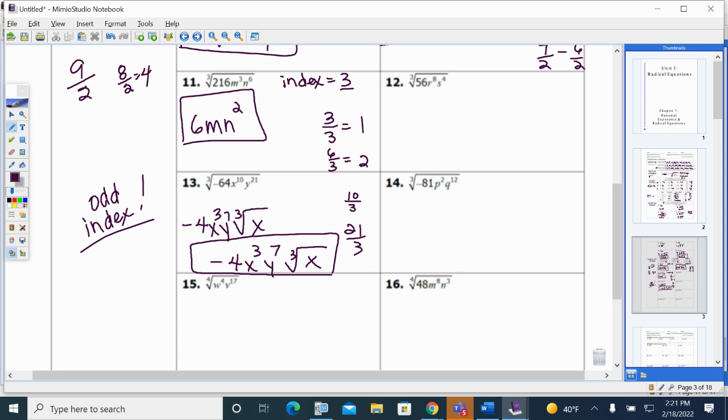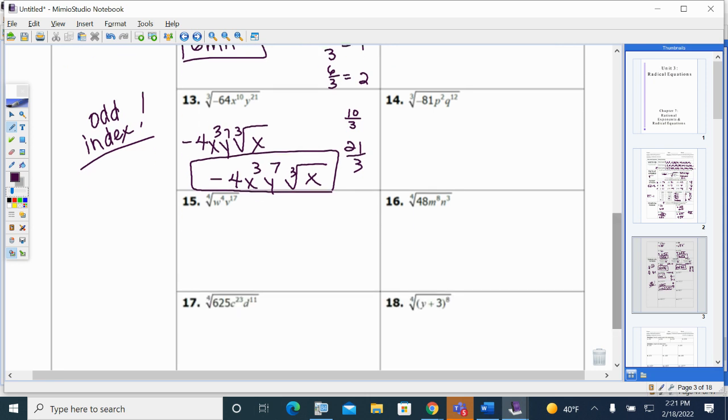Number 15, the index is 4. Actually, let me do number 16. Number 16, the index is 4. I have the fourth root of 48, m to the 8th, n to the 3rd. So the fourth root of 48. So is there a perfect fourth power that is a factor of 48? Well, yes. It would be 16 times 3. And the fourth root of 16 is going to be a 2. And then the 3 is going to stay underneath that radical.